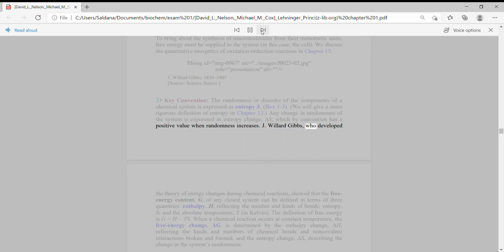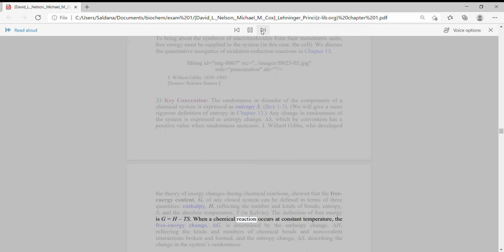J. Willard Gibbs, who developed the theory of energy changes during chemical reactions, showed that the free energy content, G, of any closed system can be defined in terms of three quantities: enthalpy H, reflecting the number and kinds of bonds, entropy S, and the absolute temperature T in Kelvin. The definition of free energy is G = H - TS.